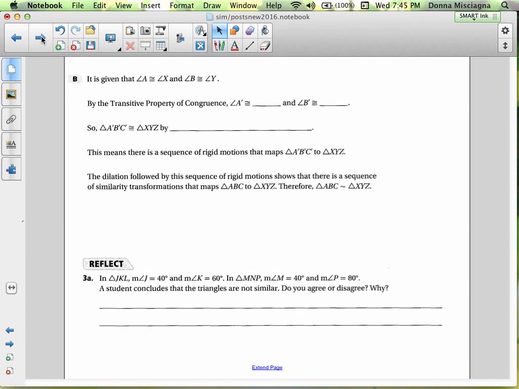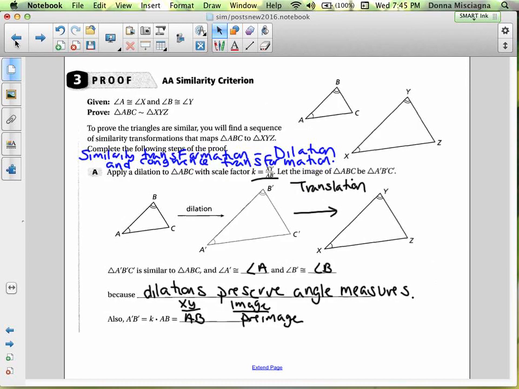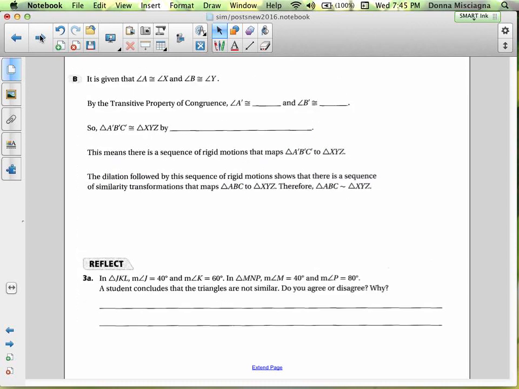It is given that angle A is congruent to angle X, and angle B is congruent to angle Y. Right? So we were already told in the beginning that those angles were congruent. We know the angles are congruent when we dilated, because dilations preserve angle measures, and we were already told that angle A and angle B and angle X and angle Y were congruent to start this proof. By the transitive property of congruence, since angle A is congruent to angle X, angle A prime is congruent to angle X, and angle B prime is congruent to angle Y. So triangle A prime, B prime, C prime is congruent to triangle XYZ by, well, let's go take a look at what we know.